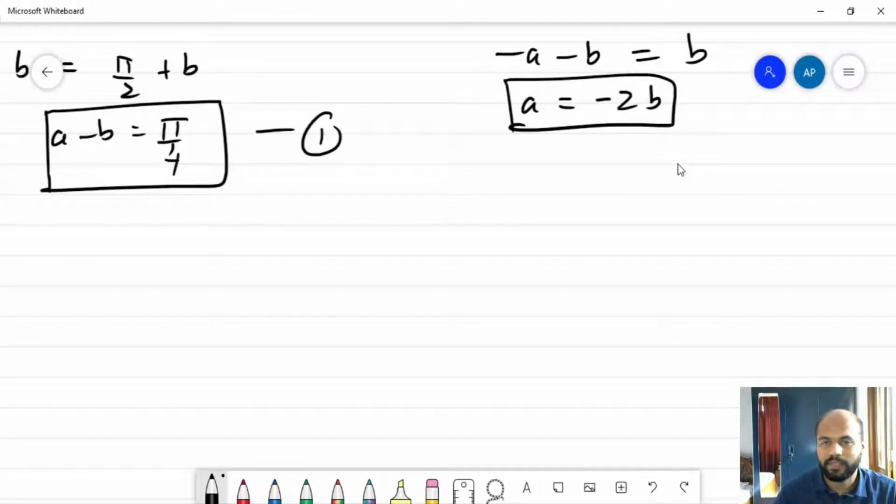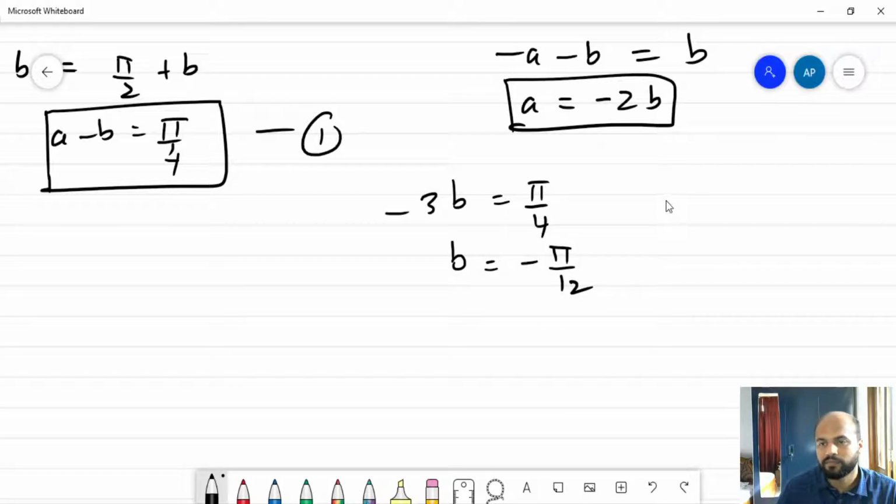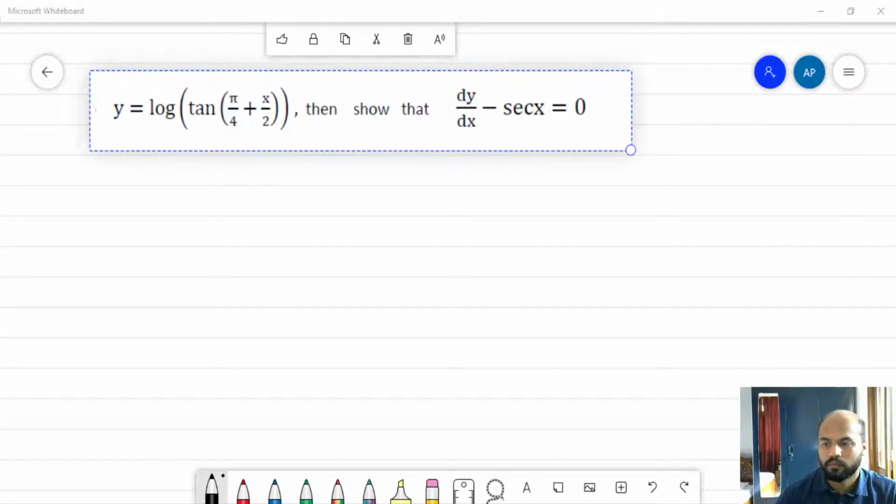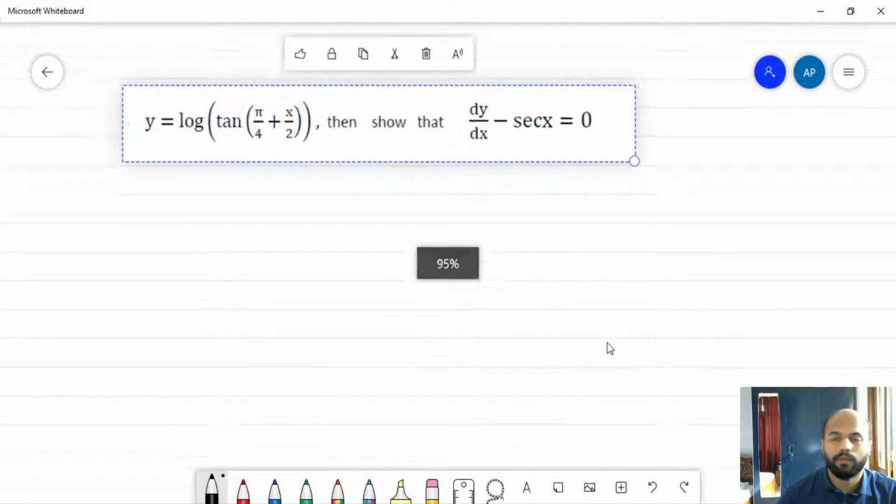When we solve both these equations, let's see what we get. Put a is minus 2b, you get minus 3b is equal to pi by 4. So b we achieve as minus pi by 12. And if b is minus pi by 12, then a is pi by 6. So this is the value of this function. So if the function has to be continuous, a and b have to be this. Now this is one of the problems that came for 3 marks. So let's do this problem as well.